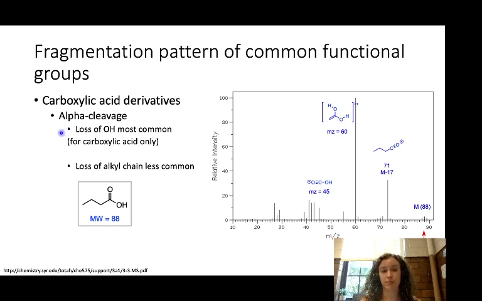However, for a carboxylic acid, for example, it's super easy to lose that hydroxyl. Super common. What's less common is loss of the alkyl chain, okay? So we're talking about cleavage of this bond for the carboxylic acid derivative is more likely than cleavage of the alkyl bond, okay? So one breakage is easier than the other breakage.